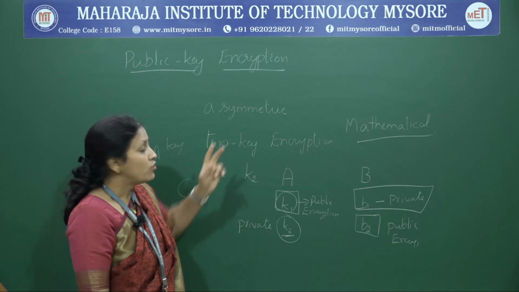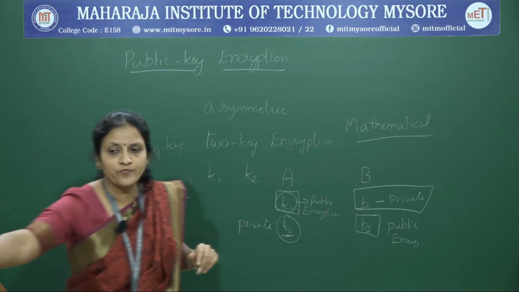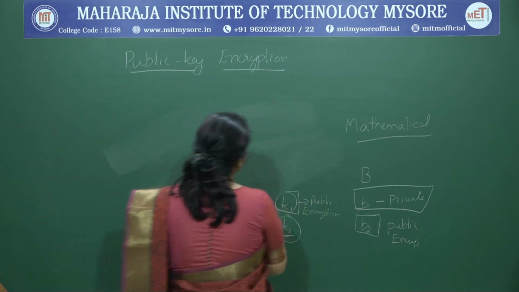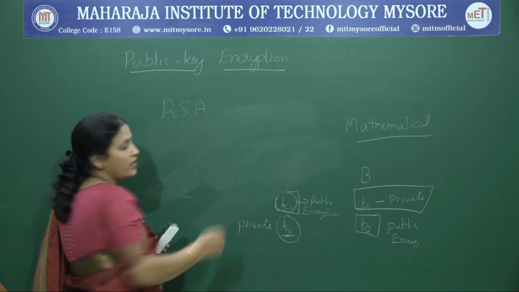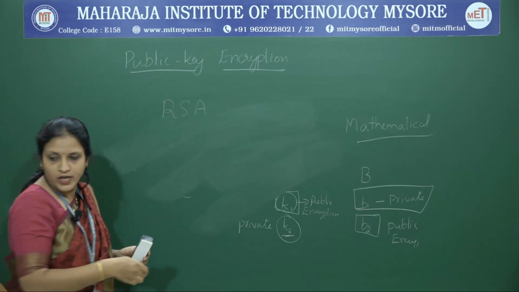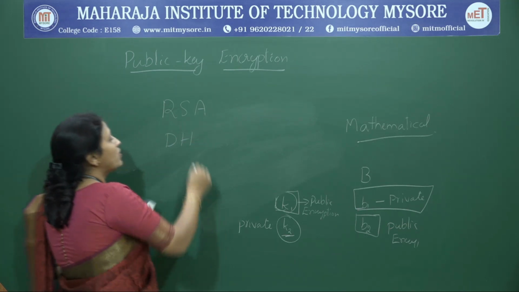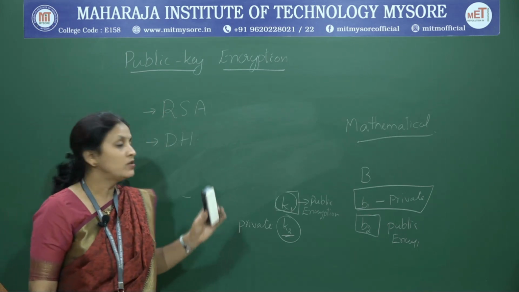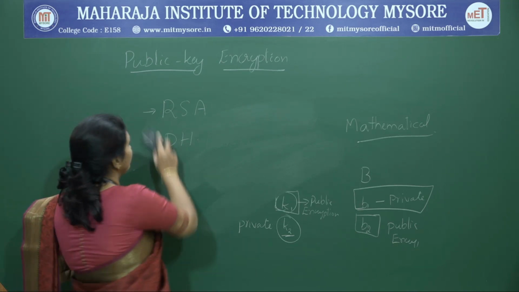Now, we will see two protocols under this. One is RSA and one more is DH. These two are the protocols which work under the public key encryption methodology. We will see them one by one.